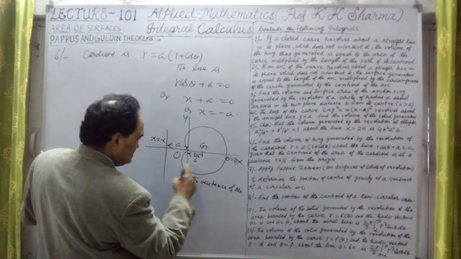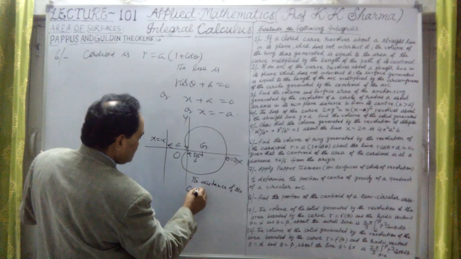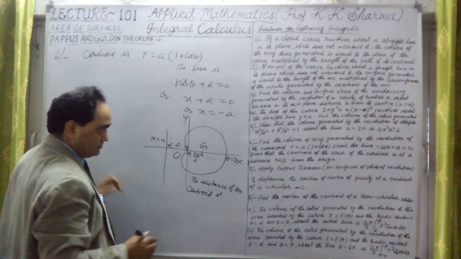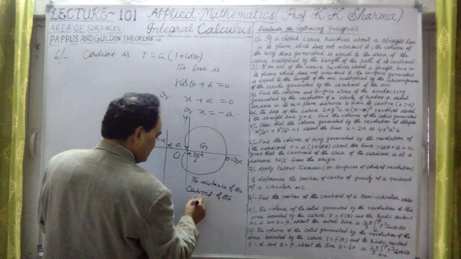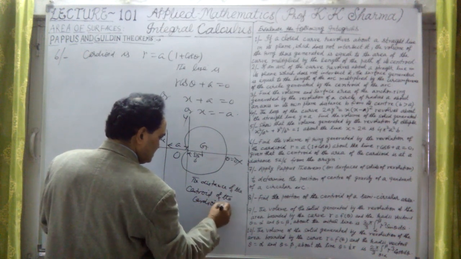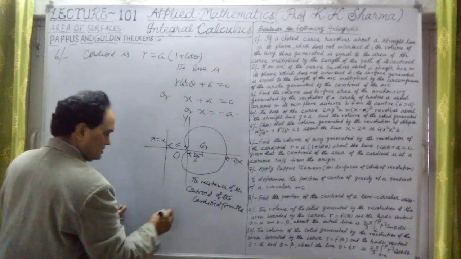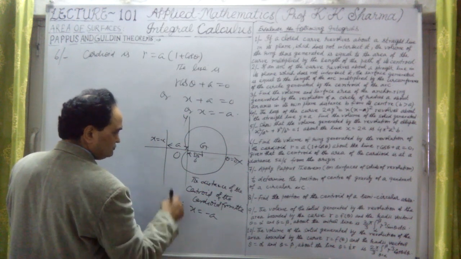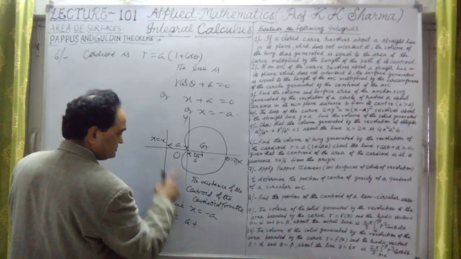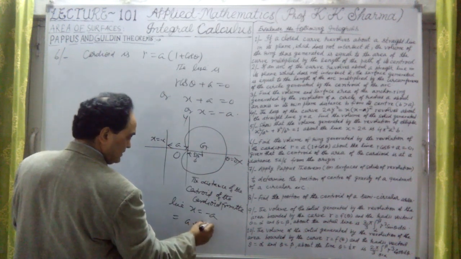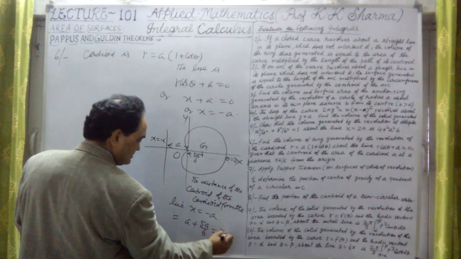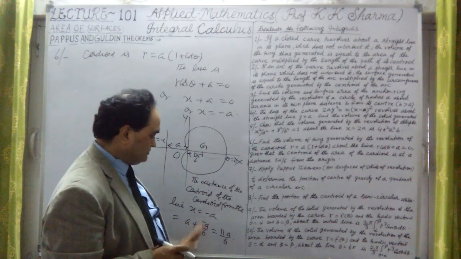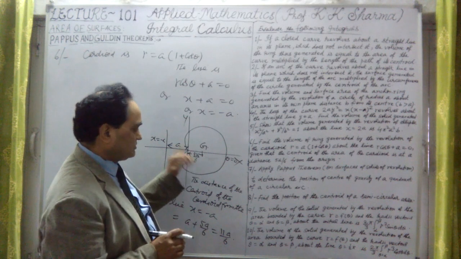So the distance of the centroid of the cardioid from the line x equal to minus a is equal to a plus, because this distance a will be added up to this, plus 5a upon 6, that means this is 11a upon 6. The actual distance of the centroid is 11a by 6. This we will take in the place of x bar in this case.